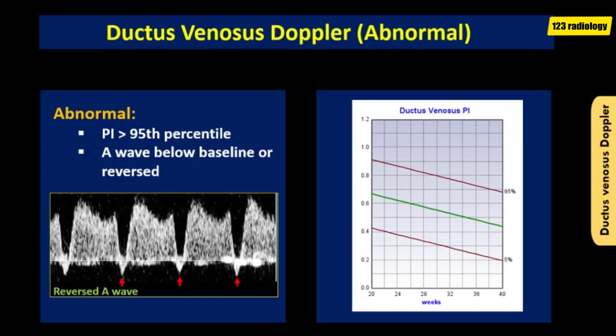Abnormal findings include the absence or reversal of the A wave. This is associated with increased risk of aneuploidy and congenital heart disease. In monochorionic twins, reversal of the A wave is a marker for increased risk of developing twin-twin transfusion syndrome. When a reversed A wave is depicted in a fetus with fetal growth restriction, this finding seems to indicate that fetal survival is unlikely beyond 1 week.